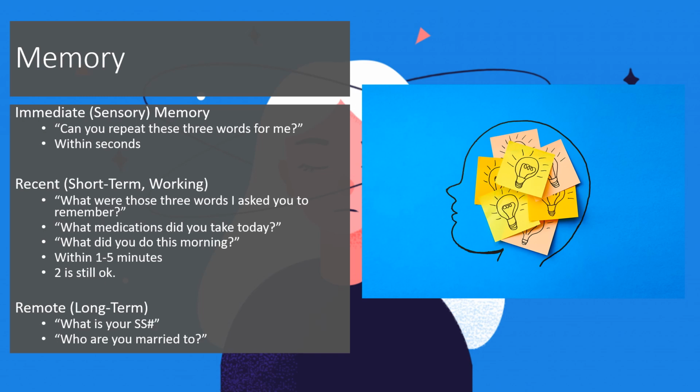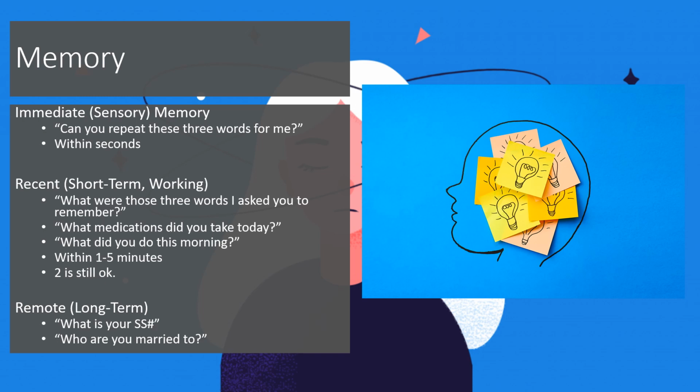Whereas this is the question where you say, okay, can you remember 3 words for me? The words are jungle, lamp, and cherry. Okay, can you say those back to me real quick? When they say those back to you within seconds of you saying them, that's immediate memory. So, within seconds.